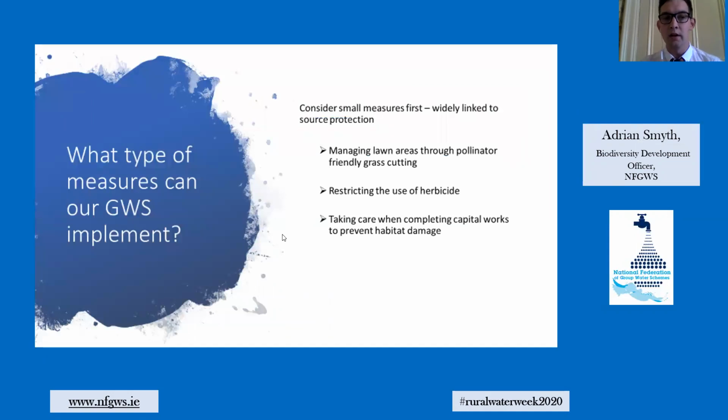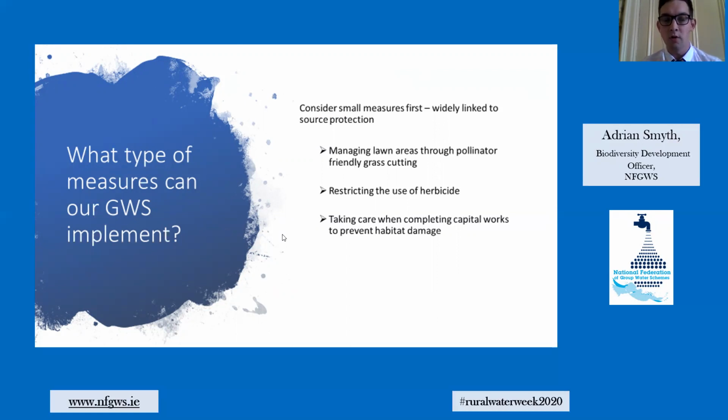So what kind of measures can our group water scheme implement? We've broken it down into two categories. Schemes should consider small measures first, and these measures are widely linked to source protection. They may not have a tangible or direct benefit to your source, but they will benefit the wider catchment and therefore your source indirectly.